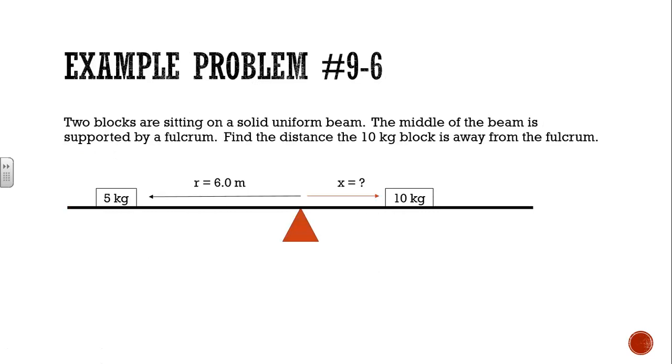So let's look at an example here. I have two blocks that are sitting on a solid uniform beam. The middle of the beam is supported by a fulcrum. One is a 10 kilogram block and another is a 5 kilogram block. I know the 5 kilogram block is 6 meters away from the fulcrum, and I want to figure out how far the 10 kilogram block needs to be so this thing is in rotational equilibrium. Well, if you look at the force that's acting on the beam, we have mg for the 5 kilogram block and mg for the 10 kilogram block.